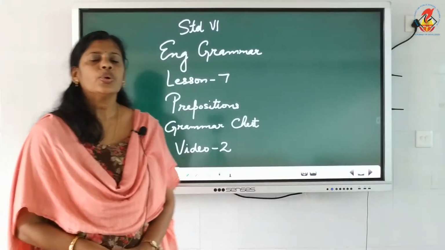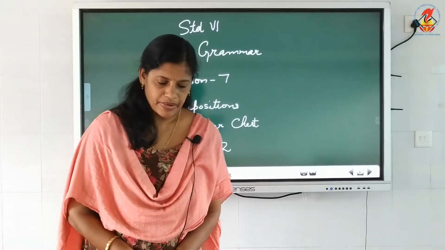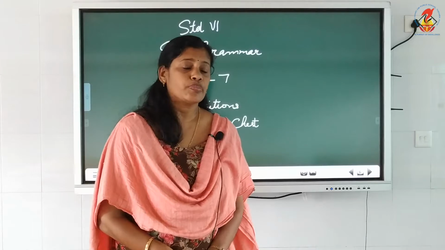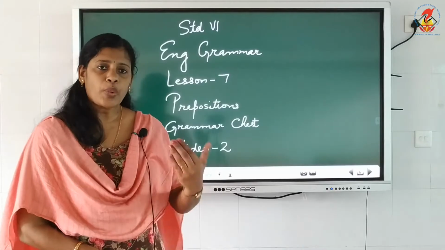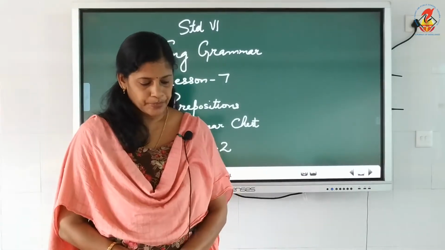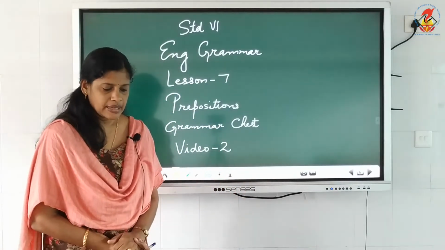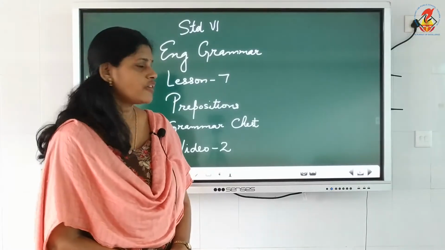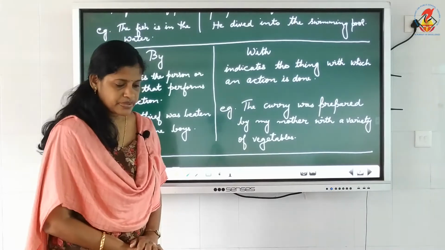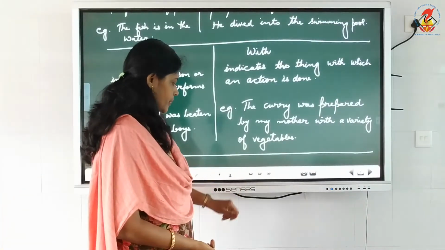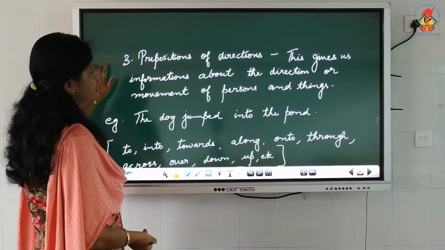Hello children, so we are doing the lesson prepositions, and in the first video you saw what is a preposition, how a preposition shows the position of one noun with respect to the other, or a noun with respect to a pronoun, or one pronoun with respect to the other pronoun. And I told you there are three types of prepositions: prepositions of place, prepositions of time, and prepositions of direction. We have already discussed prepositions of place and prepositions of time. Now, in this video, we will discuss prepositions of direction.